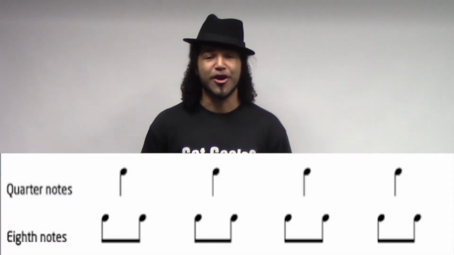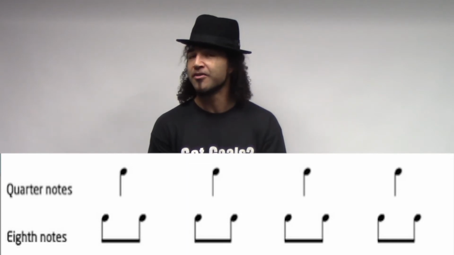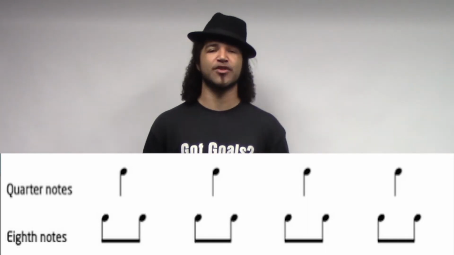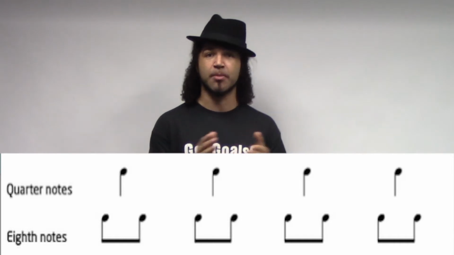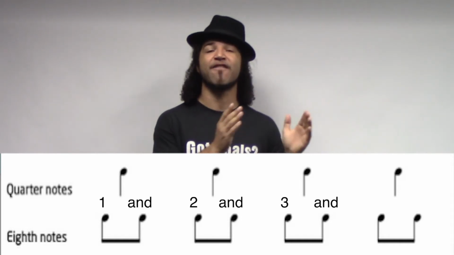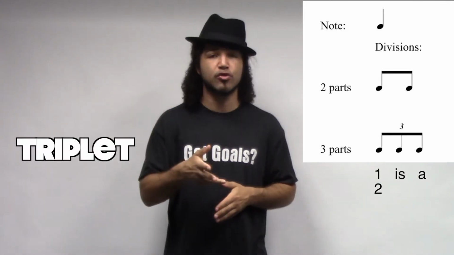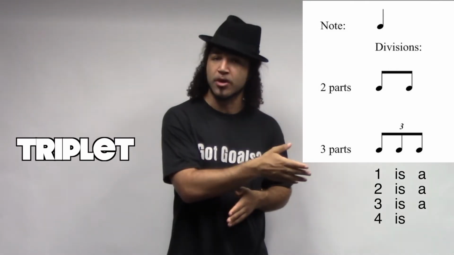We take a quarter note, we divide that in half to 2 equal notes, and we get an eighth note. We count the eighth note by adding the word "and" in between each number. 1 and 2 and 3 and 4 and. Now if you take a quarter note and you divide it into 3 equal notes, in music that's called a triplet. We count the triplet: 1 is a, 2 is a, 3 is a, 4 is a.